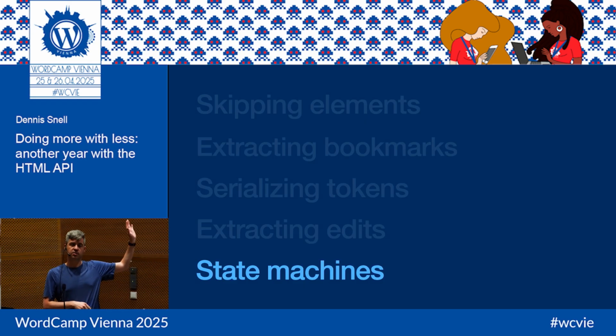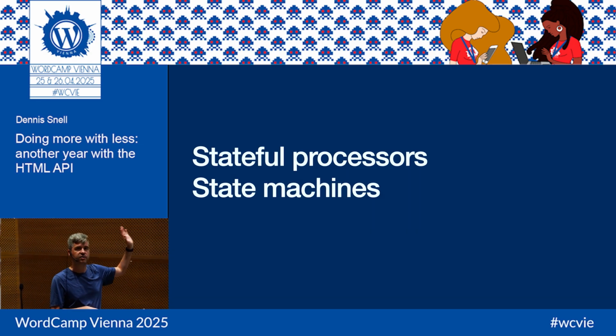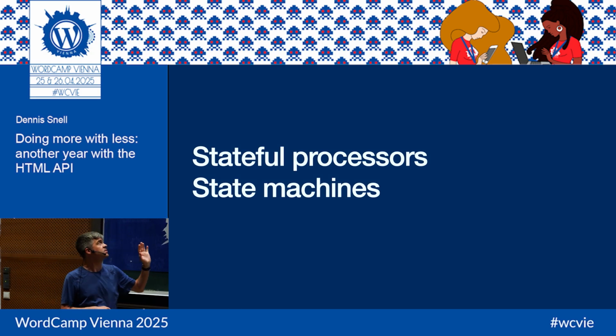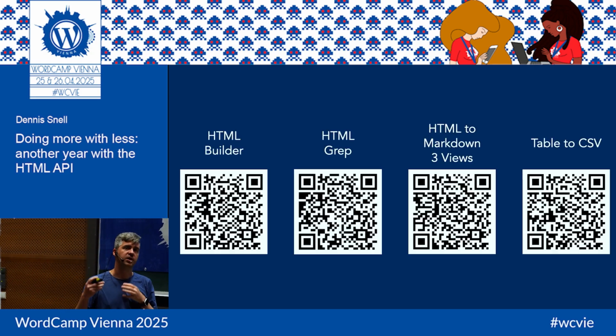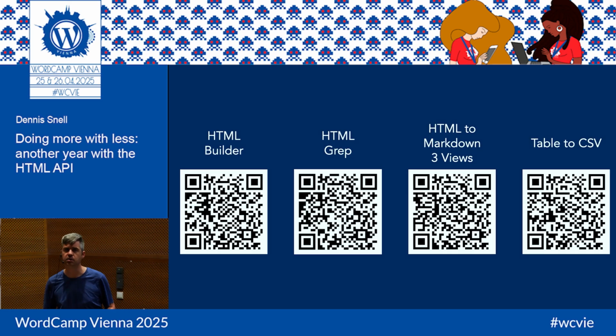Won't go into these, but it's very possible and very cool to build state-oriented processors out of the HTML API. I was going to look into some stuff that I've done converting HTML to Markdown, and in the HTML to Markdown link, you can see three kinds of iterations of that design. I don't think we'll have a chance to look at it. We can look at the HTML builder.